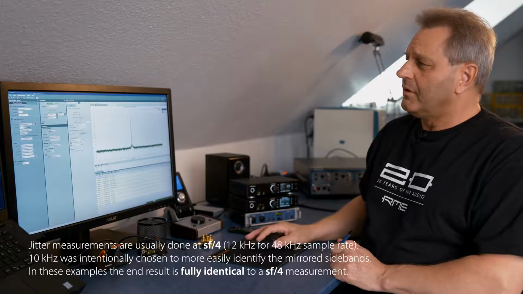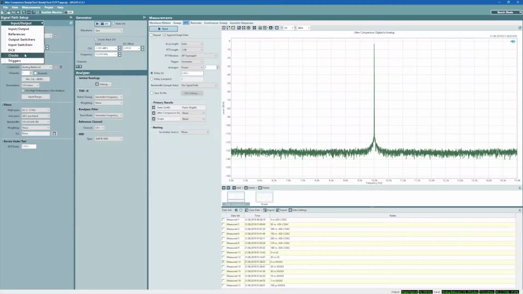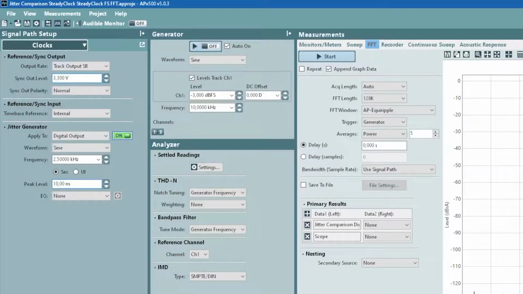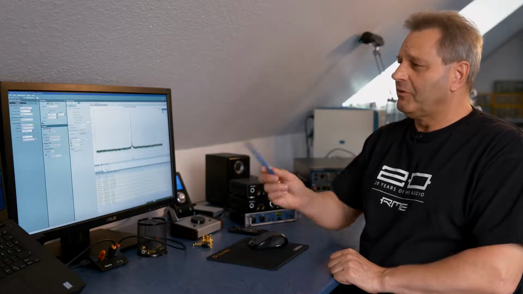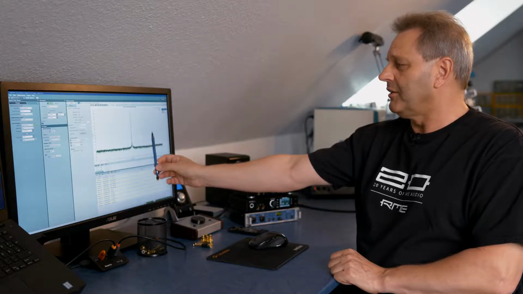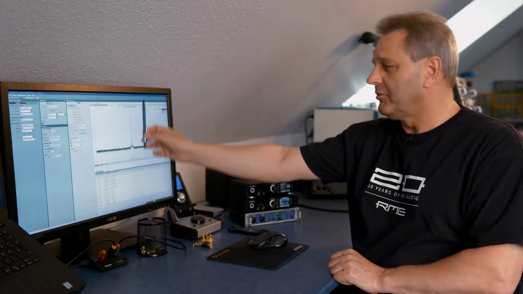And on an additional page here, we can set up the jitter effects. So right now we have the jitter chosen as a sine of 2.5 kHz, and right here you can adjust the amount of jitter that you want to apply. The nice thing about this kind of jitter measurement is that the 2.5 kHz modulation, the jitter itself, will be visible inside the FFT as 12.5 kHz and 7.5 kHz signal, basically mirrored to the 10 kHz signal, so easy to read and easy to see.